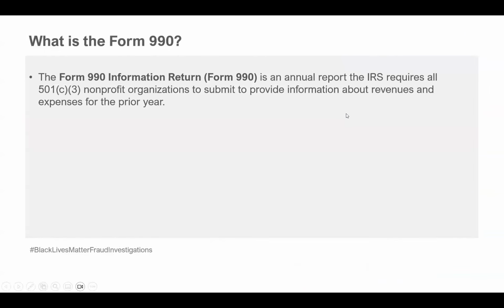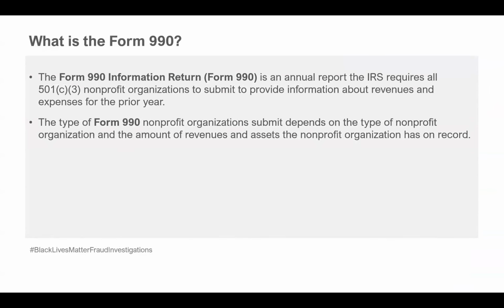What is the Form 990? The Form 990 Information Return, or Form 990, is an annual report the IRS requires all 501c3 nonprofit organizations to submit to provide information about revenues and expenses for the prior year. The type of Form 990 nonprofit organizations submit depends on the type of nonprofit organization and the amount of revenues and assets the nonprofit organization has on hand or on record.